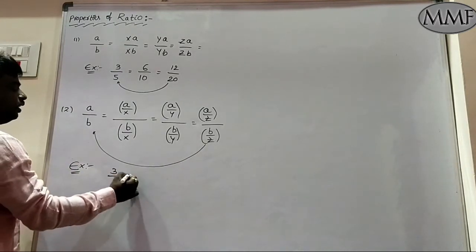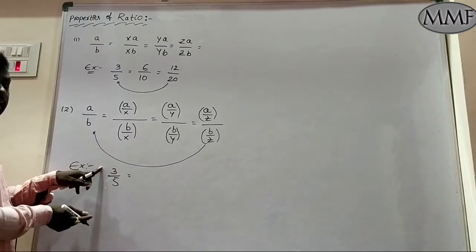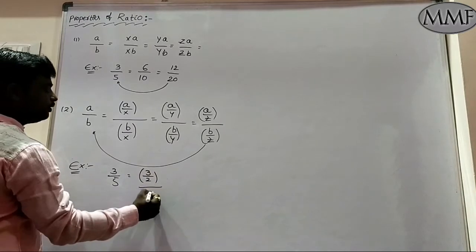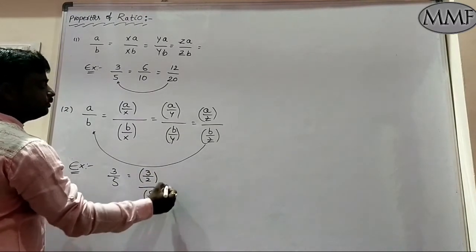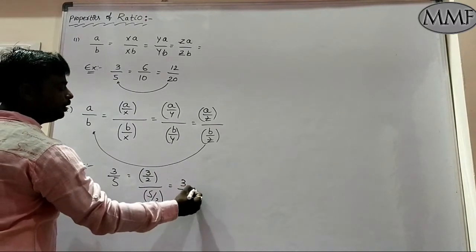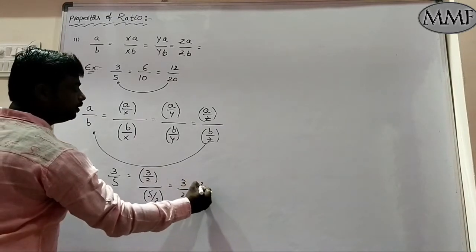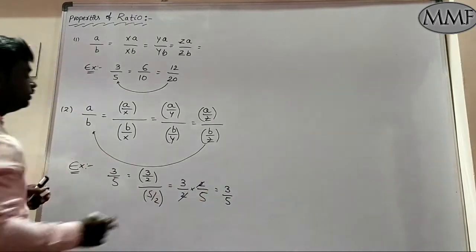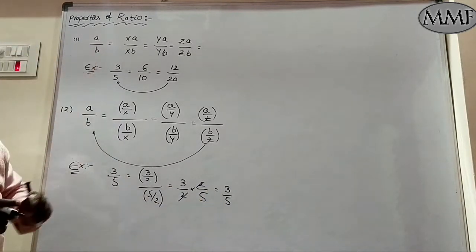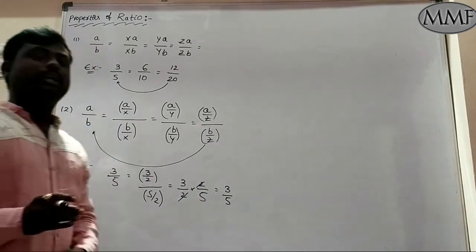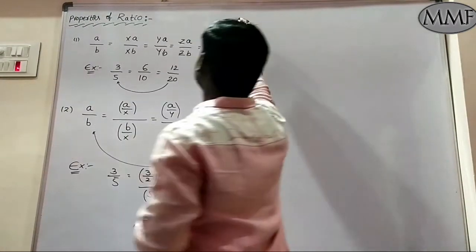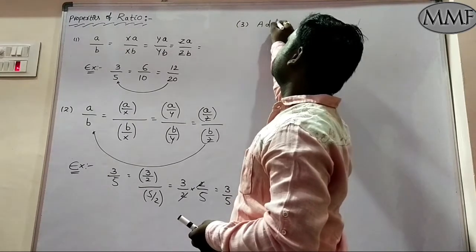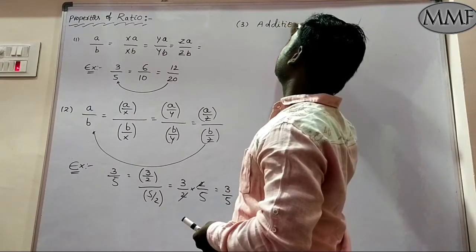3 by 5. If you divide both the numerator as well as the denominator by a constant, 3 by 2 divided by 5 by 2, then what happens? This is 3 by 2 into, this will become reversed, 2 by 5. Again 2 cancels, the answer will become 3 by 5. So like that, these are two properties of ratios. Then the additive property. The third one is the additive property, or addition property.